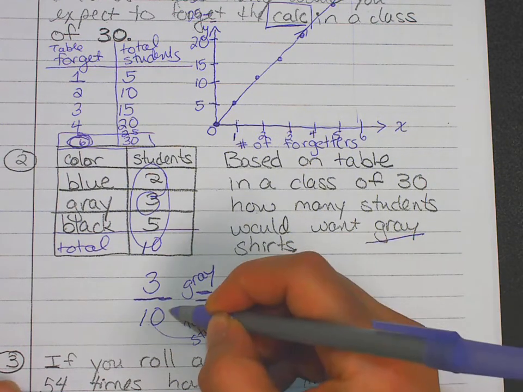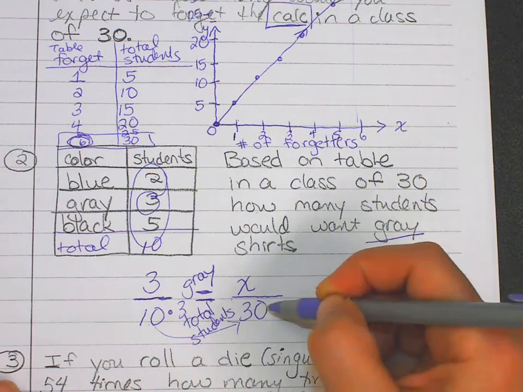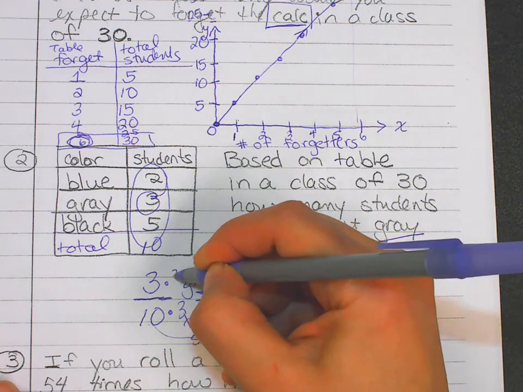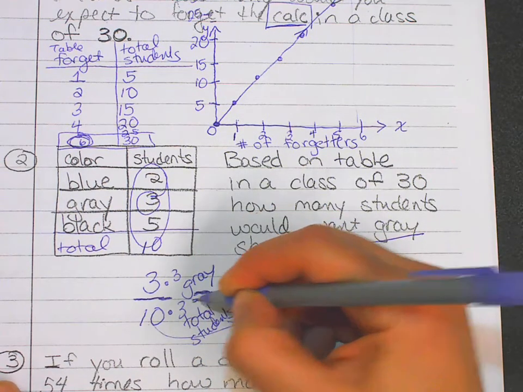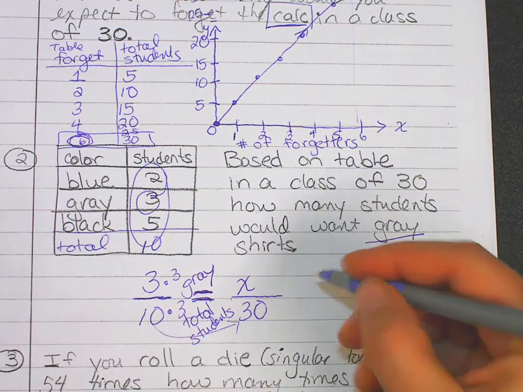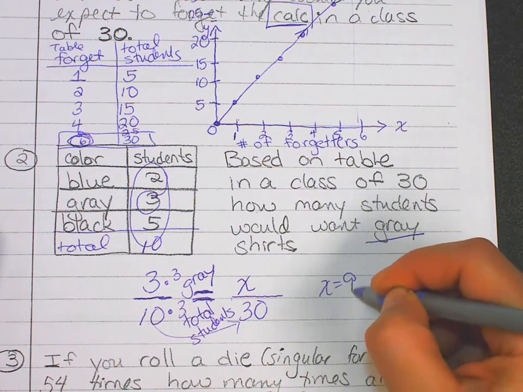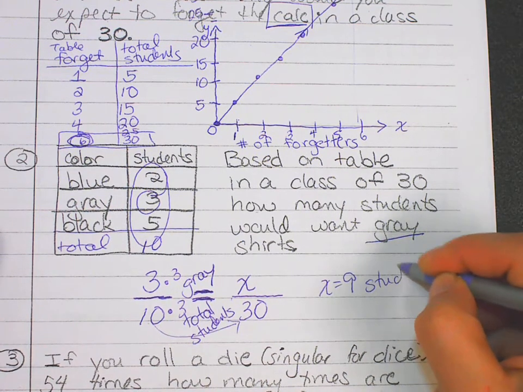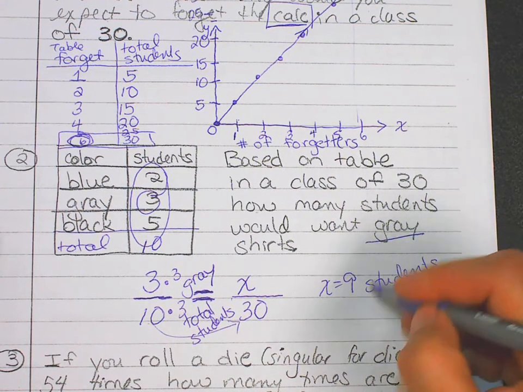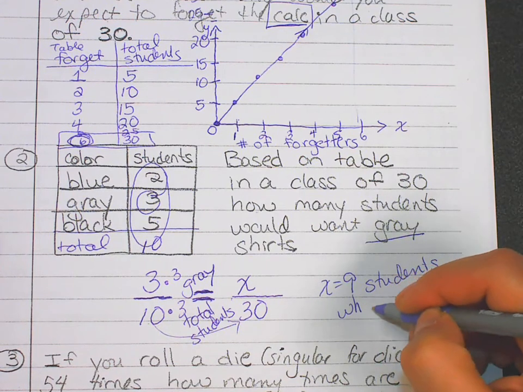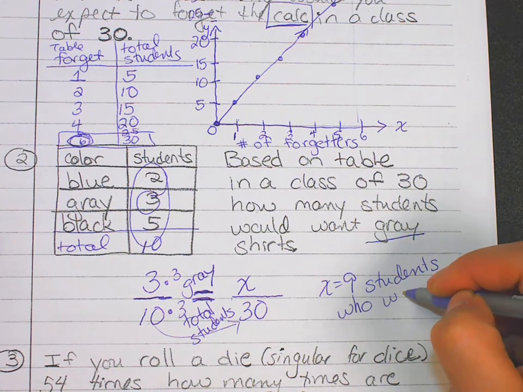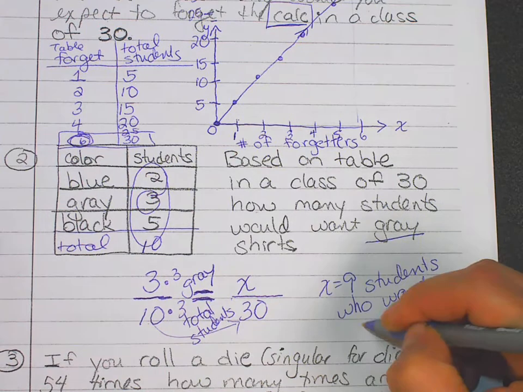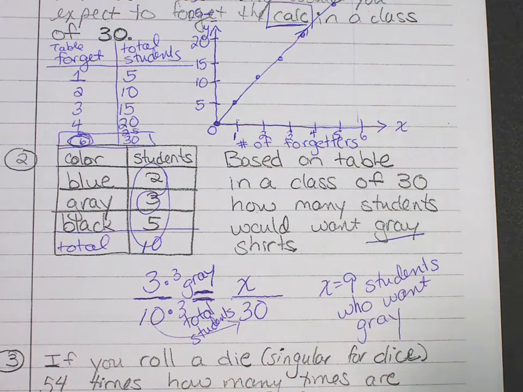So in this example, you have to multiply by 3 to get 30. So whatever I do in the bottom, I have to do on the top because it's equivalent. 3 times 3 is our answer. Our answer is 9, which means we have 9 students that we can expect to want a gray shirt. And this is all old stuff. We've done all this stuff before.